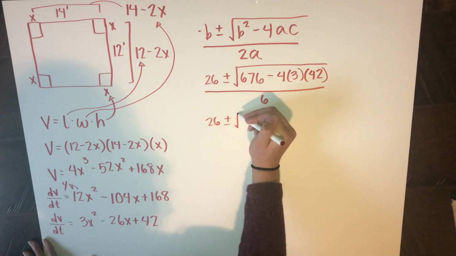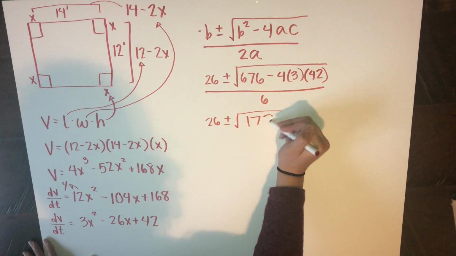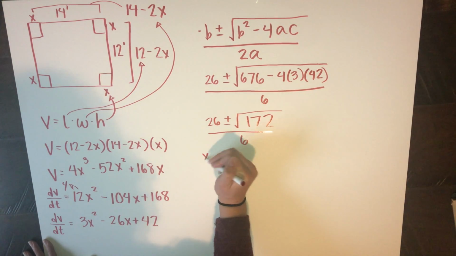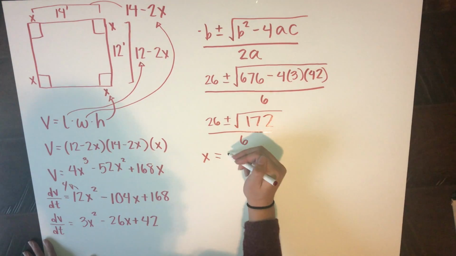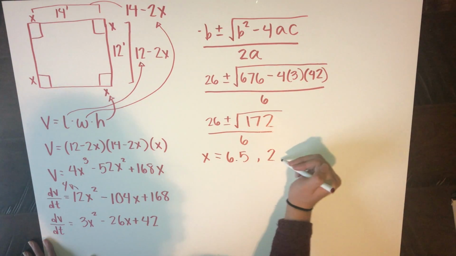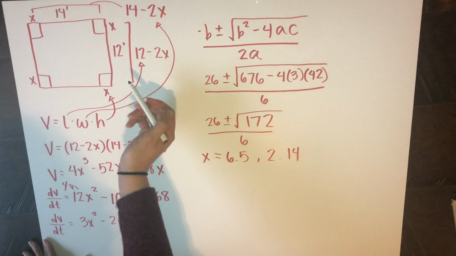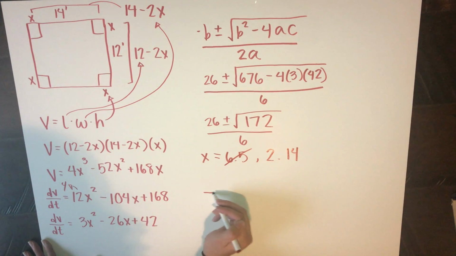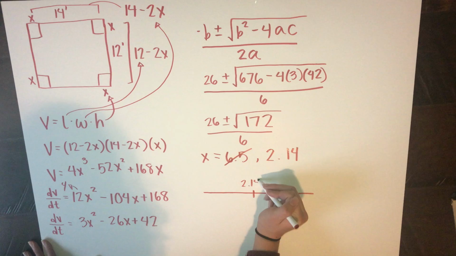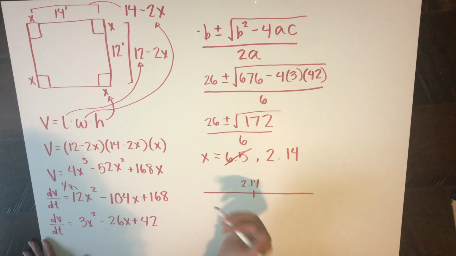This gives us 26 plus or minus square root of 172 over 6. X would equal 6.5 or 2.14. Because 6.5 is not in our range, 2.14 would be the better choice.